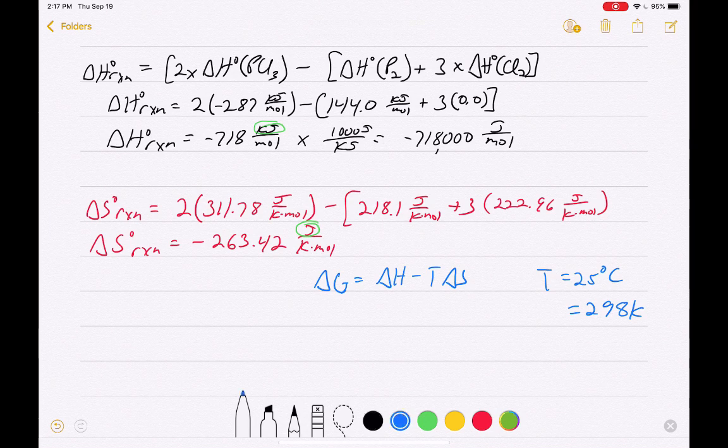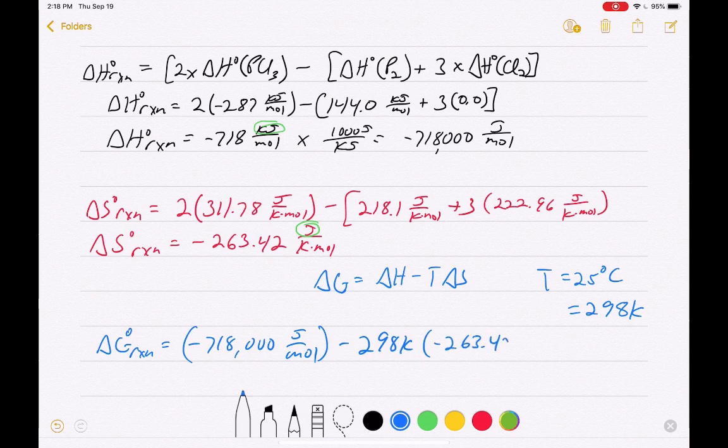So let's do our free energy calculation now. And so we have delta G, actually let me change that. We get delta G of reaction. It's going to be equal to my delta H of reaction, which is negative 718,000 joules per mole, minus my temperature, which is 298 Kelvin, times my delta S, which is negative 263.42 joules per Kelvin mole.